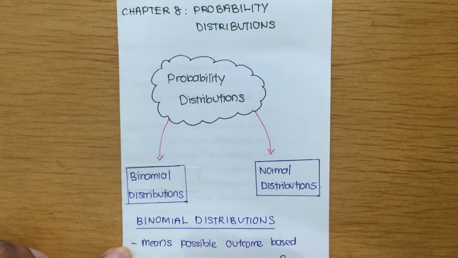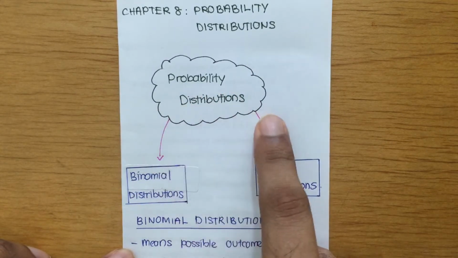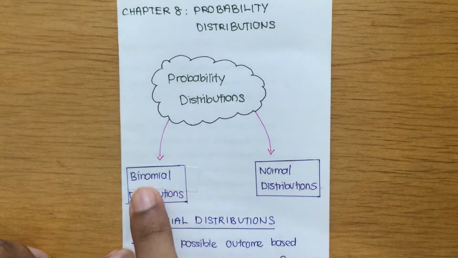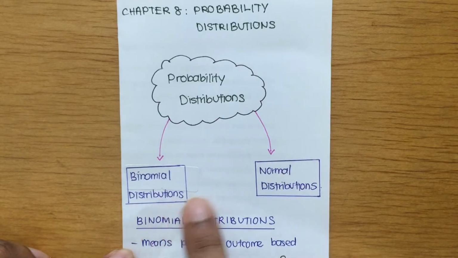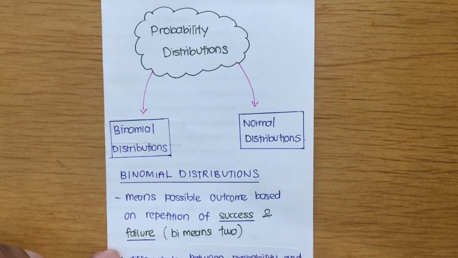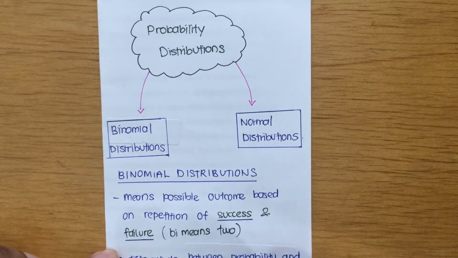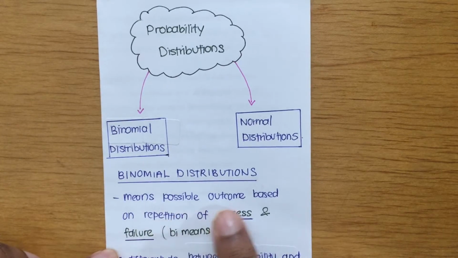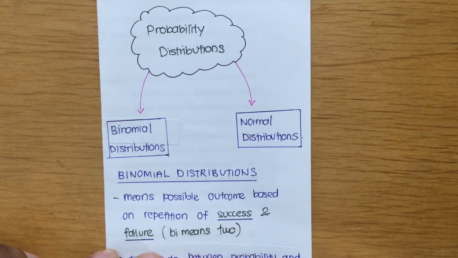Before I forget, within probability distribution you have two subtopics here, guys. The first one is binomial distributions and another one is the normal distribution. Let's take a look at the binomial distributions now. What does it mean by binomial distributions? It means possible outcomes based on repetition of success and failure. By the way, bi means two over here, guys. These two obey the definition over here, which is success and failure, the repetition of success and failure.